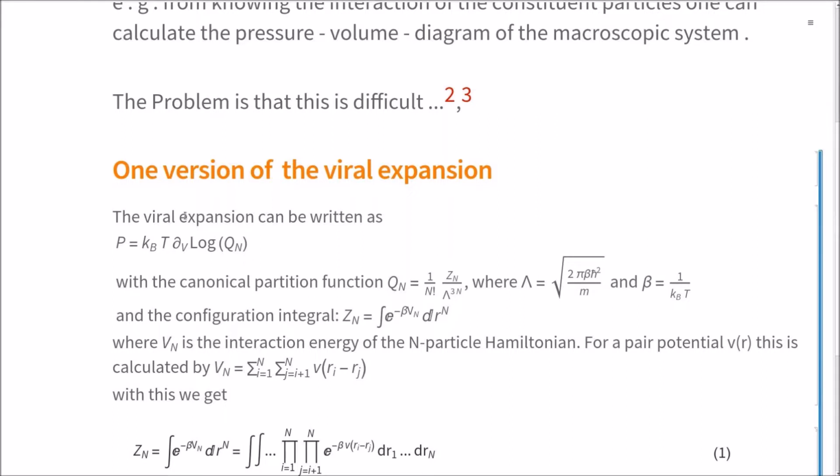And this is nothing else than that we can calculate the pressure depending on the temperature. So this is the Boltzmann constant, here the temperature, and the volume. So here's the partial derivative with respect to the volume of the logarithm of some quantity, which is depending on the particle number. And this quantity here is the canonical partition function. So, the complexity of this expression, these are only prefactors, the complexity is hidden behind this symbol here, and this is the configuration integral.